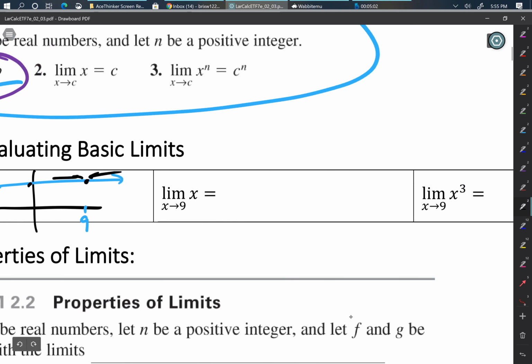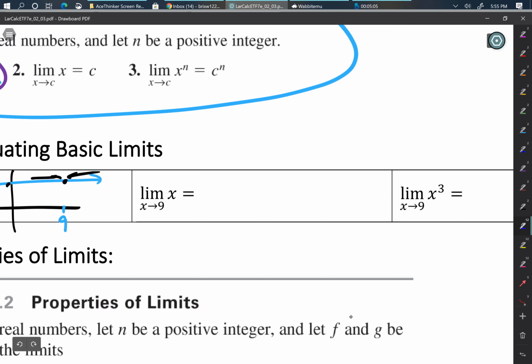All right. What is the limit of x as x approaches 9? So now we're using this property right here, the one that says the limit of x as x approaches c is just c. So then this is going to be equal to 9.